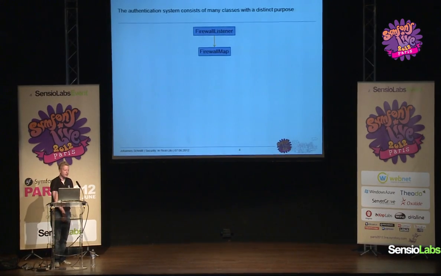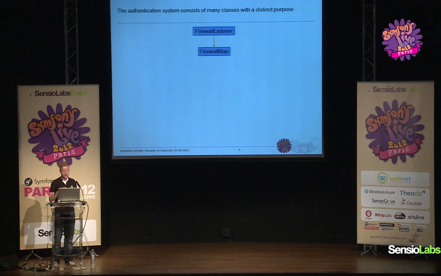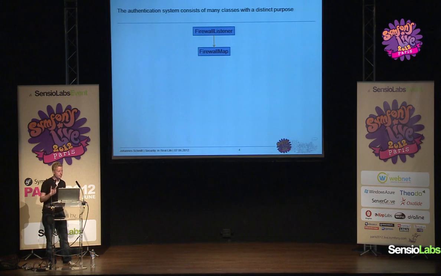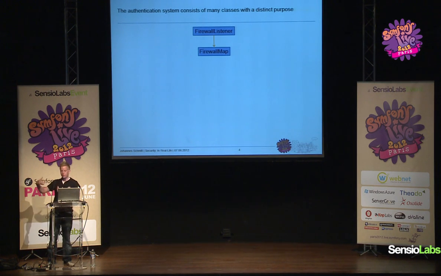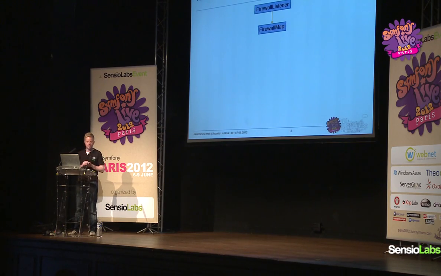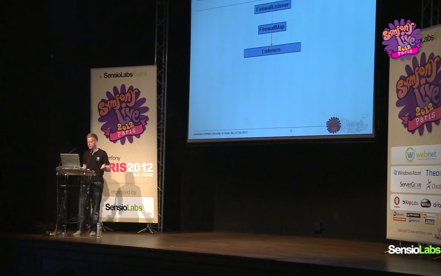Basically, it starts with the firewall listener, which is triggered on the kernel request event, and checks which configuration I need to load for the current request. It does that by loading a firewall map, which is just a container that encapsulates your configuration for security, like which listeners you have, which authentication methods you want to use, and so on. What it returns is an array of listeners, which we call sequentially in order to process the security aspects of your request.